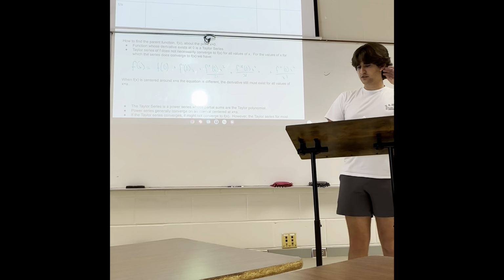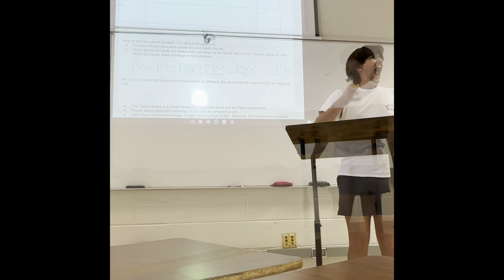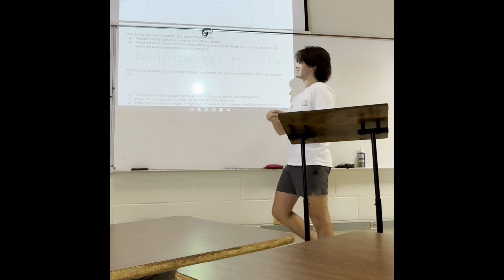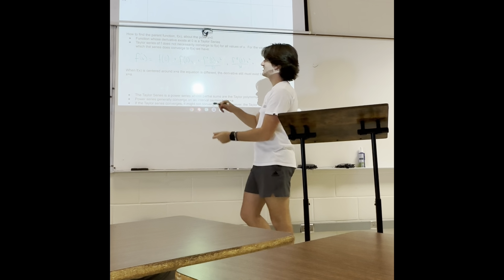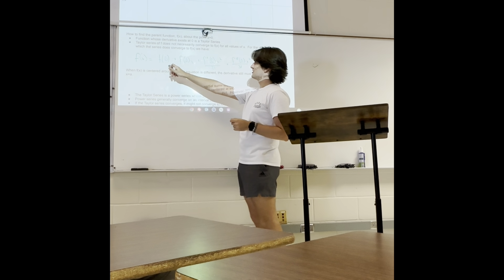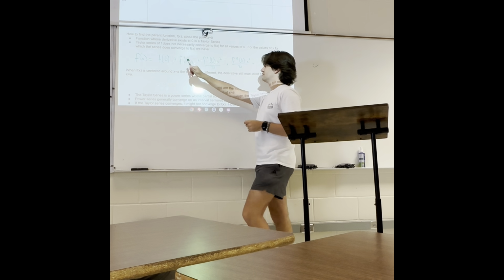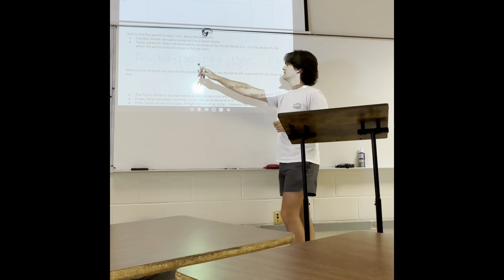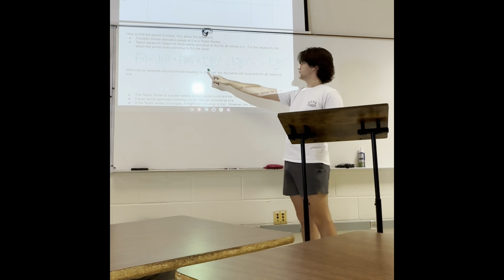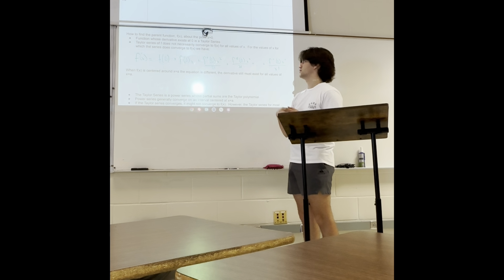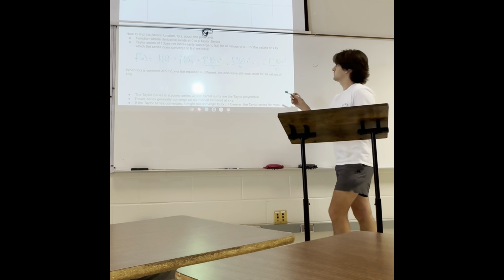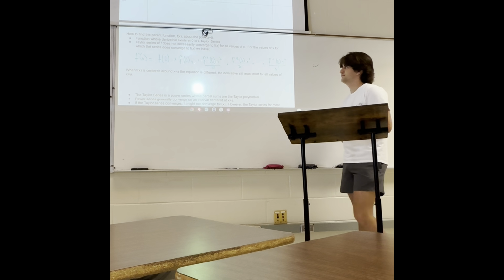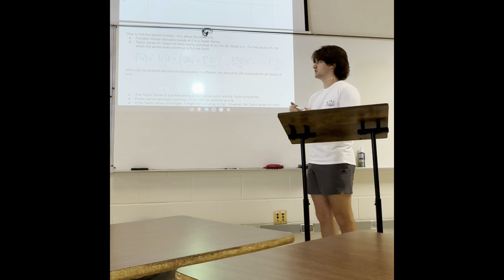this is your parent function. You find it by taking f of 0 as your first term, and then the derivative, taking f prime of 0 and multiplying it by x. And then you keep going like that, dividing by the factorial of the degree that you're on. And this is your general term, but that's only when it's centered around 0.